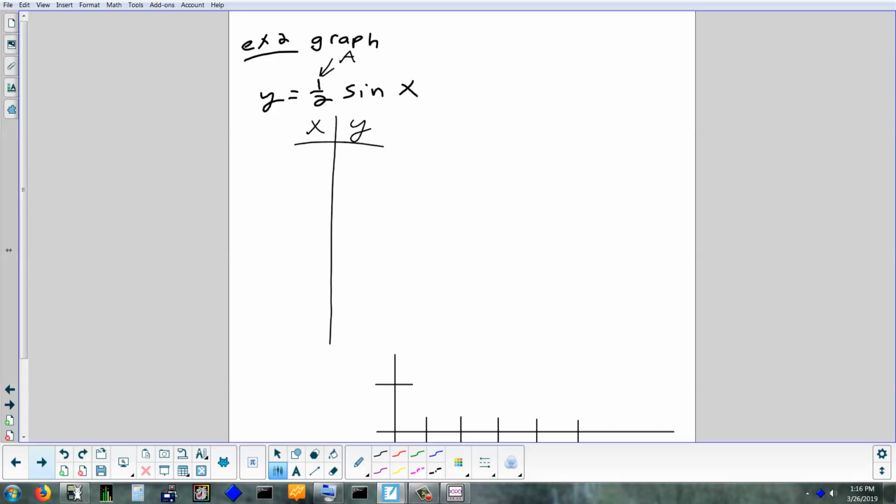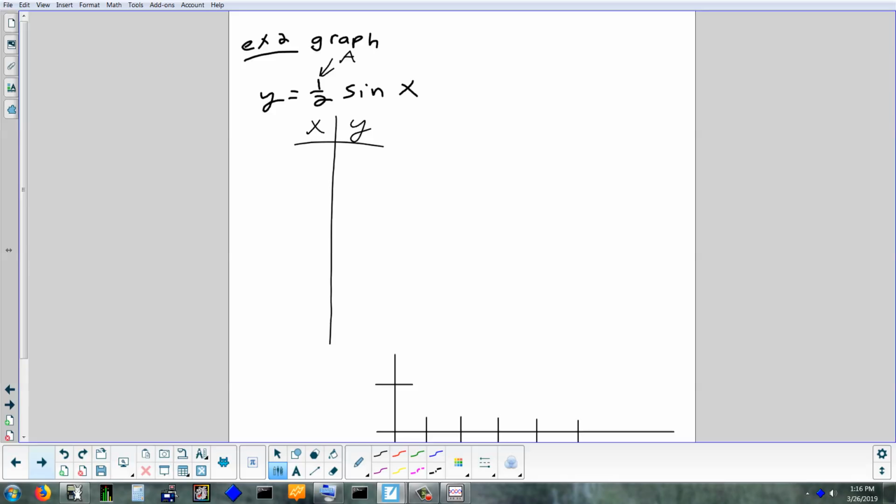But can anyone tell me what's happening this time when you put a 1/2 in front? It's really compressing it. If it used to be a height from -1 to 1, now it's going to be -1/2 to 1/2. It's going to be compressed. So the x's stay the same.